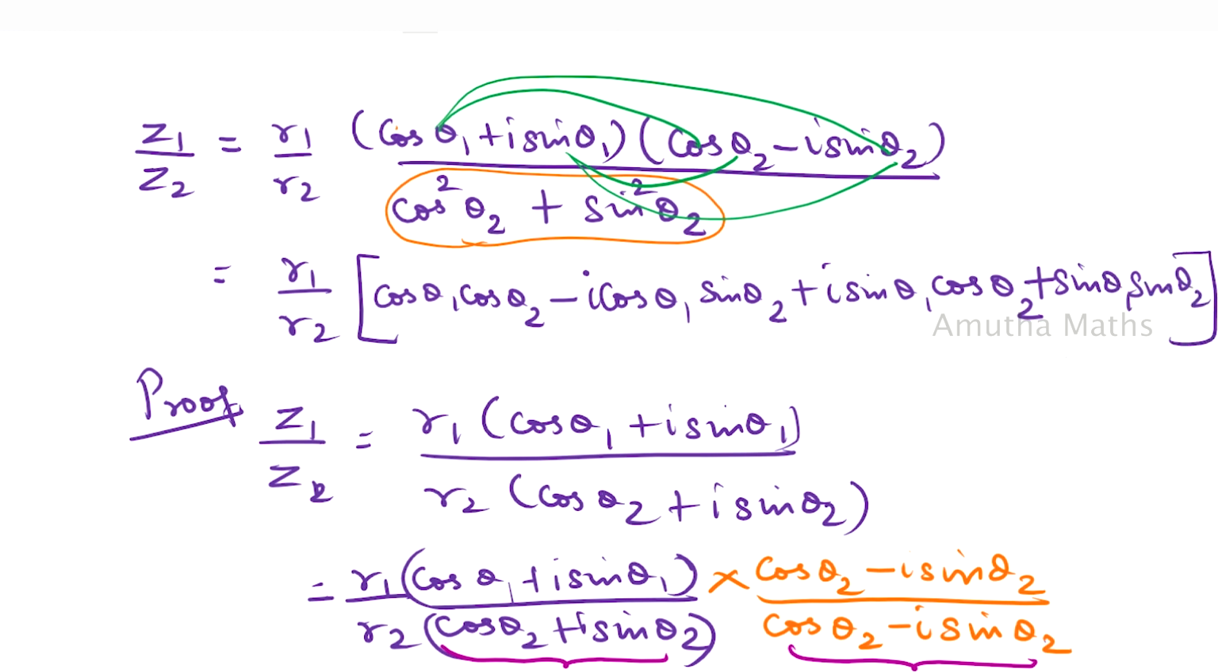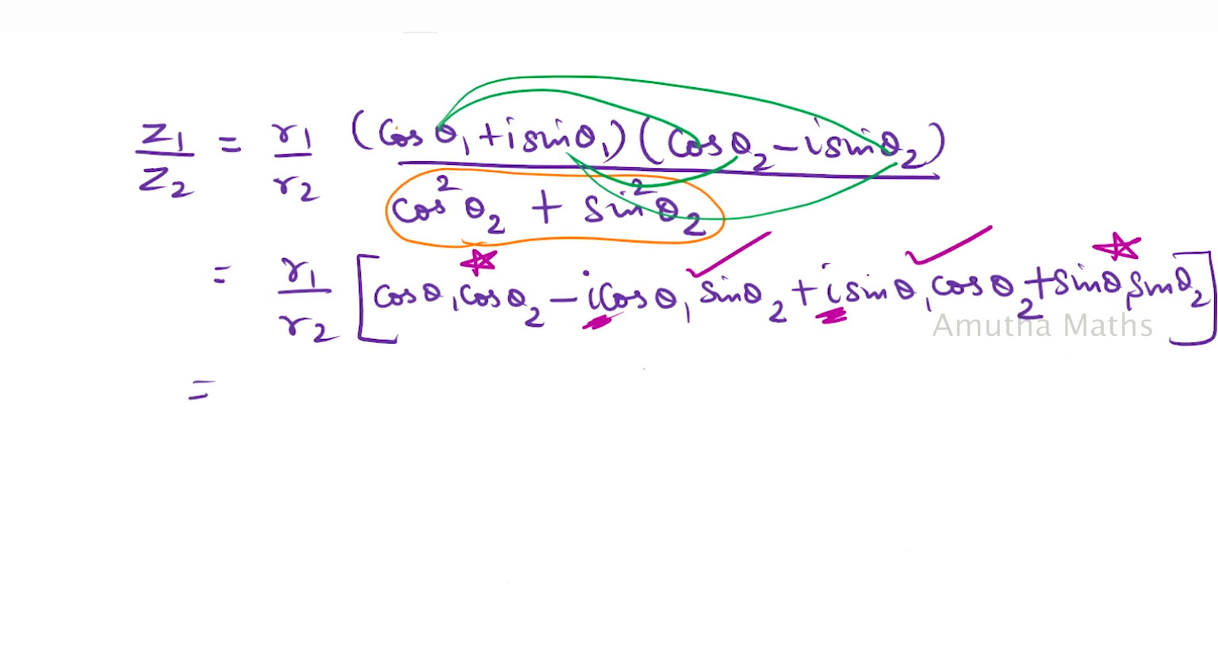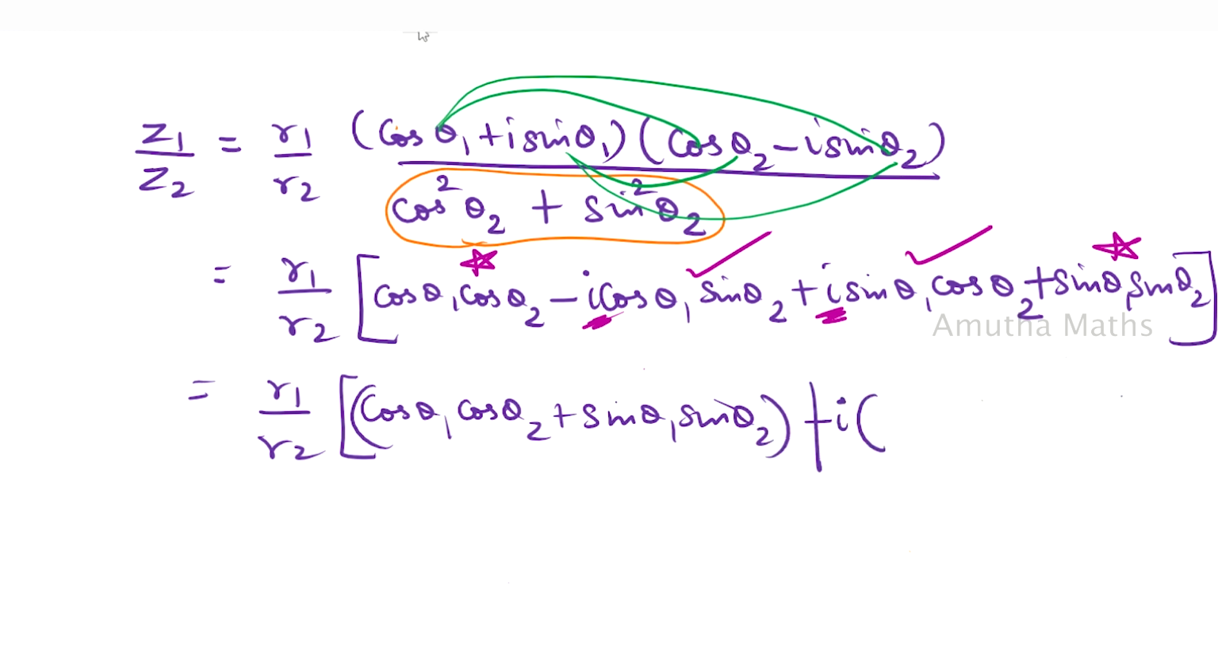Now you group the imaginary part. So these are the imaginary parts, and these are the real parts. So this is equal to R1 by R2 into cos theta 1 cos theta 2 plus sin theta 1 sin theta 2, plus, when you take I outside, what will you get? Sin theta 1 cos theta 2. I am writing this part first. Minus cos theta 1 sin theta 2.